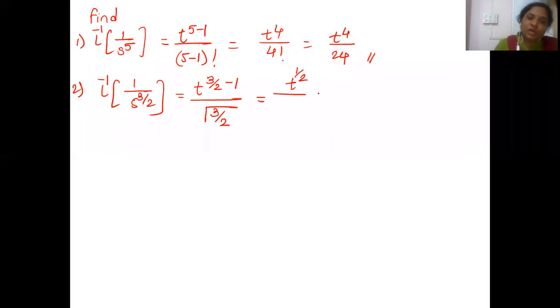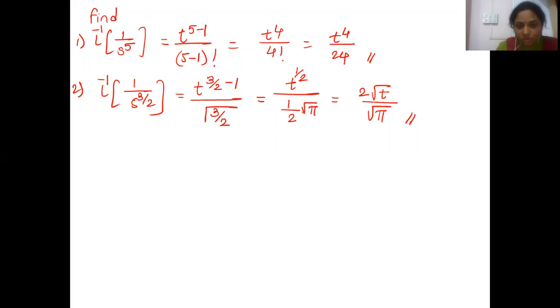1 by 2 upon gamma 3 by 2. How do we solve gamma? We start with the minus 1 to this value. So gamma 3 by 2 is 1 by 2 into root pi. Very good. So the 2 goes up to the numerator, and 2 t raised to half is root t upon root pi. That is the answer. This 2 goes up. Do you understand that? Yes. Right. Next question.